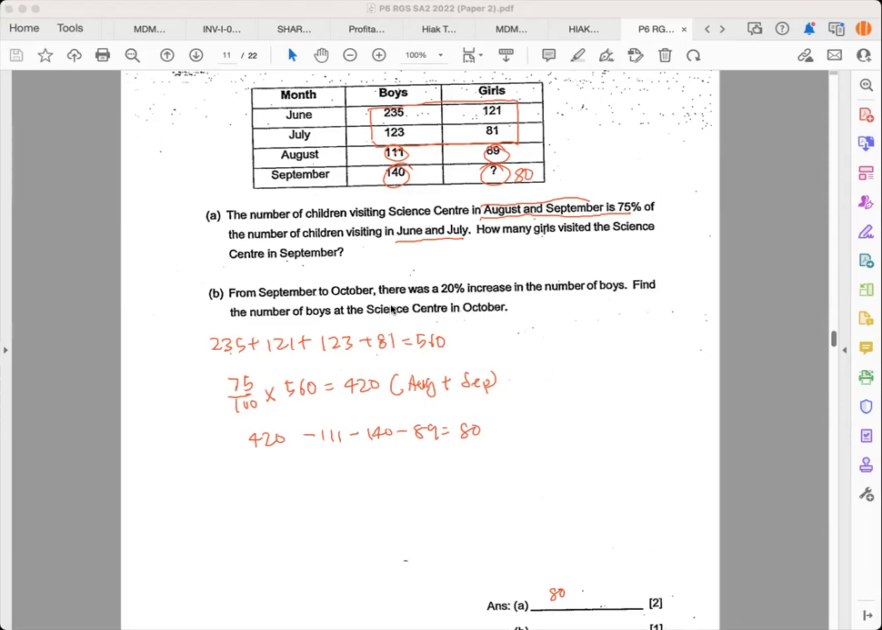Now let's look at B. From September to October, there was a 20% increase in the number of boys. So from 100%, you increase by 20%, your new percentage will be 120%. So 120% over 100% multiplied by the number of boys in September. The number of boys in September is 140. So 168. That's the answer.